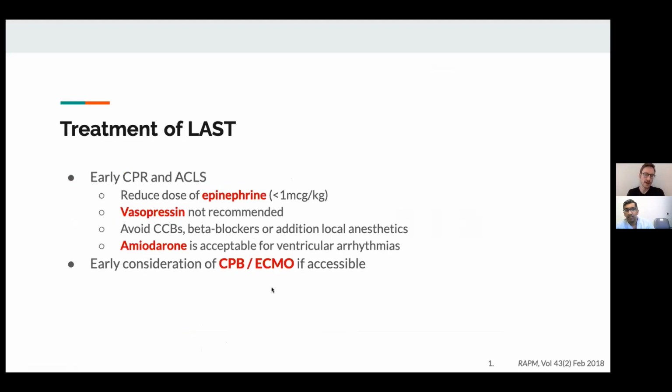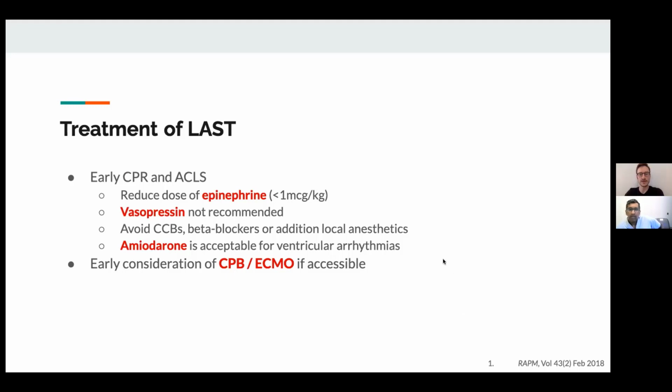Okay, and then the rest of ACLS applies. CPR should proceed immediately if there is PEA or some other malignant dysrhythmia. Reduced doses of epinephrine are recommended because this is a situation that often devolves into malignant arrhythmias like VFib or VTAC, and we don't want to make that worse by giving too much epinephrine. So the guidelines recommend less than a mic per kilo. Vasopressin doesn't seem to play a role here, wouldn't reach for that.